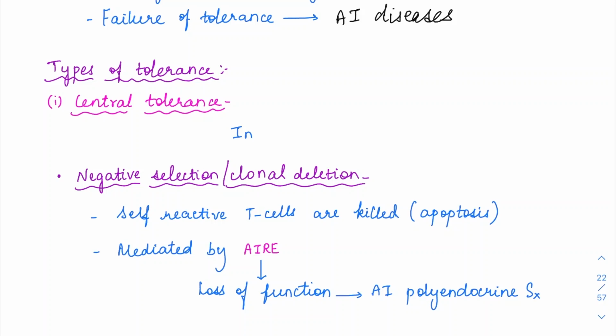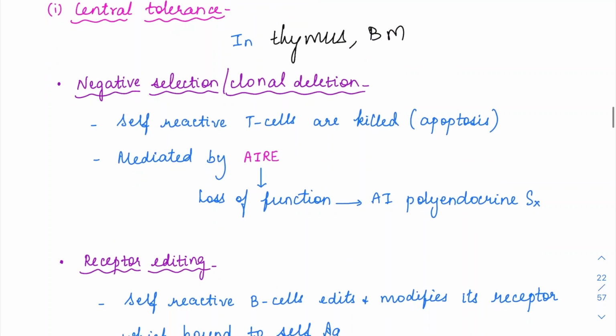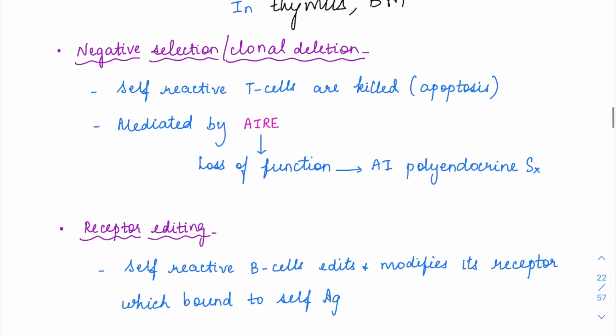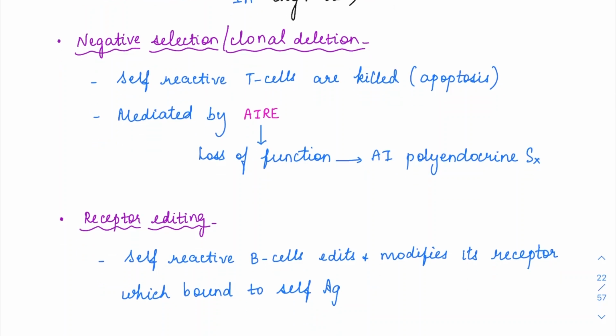Central is going to be present at the production site, let us say the bone marrow and thymus. So in bone marrow and thymus, we have the central tolerance, and in the peripheral organs, we are going to have the peripheral tolerance. In central tolerance, we have two mechanisms: negative selection or clonal deletion, and receptor editing. Negative selection is for T cells and receptor editing is for B cells. Negative selection is going to happen in the thymus.